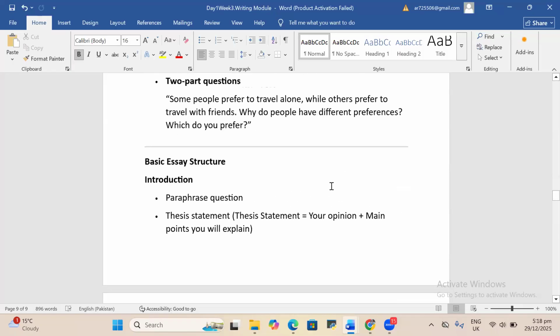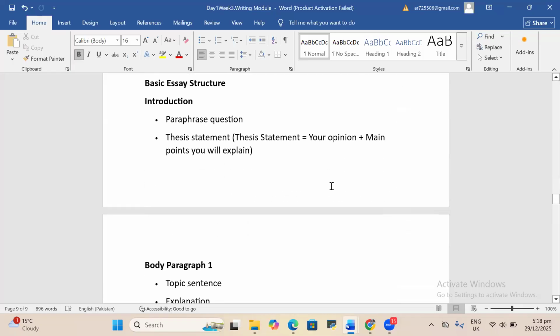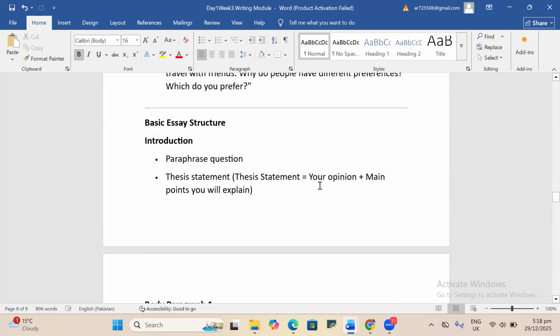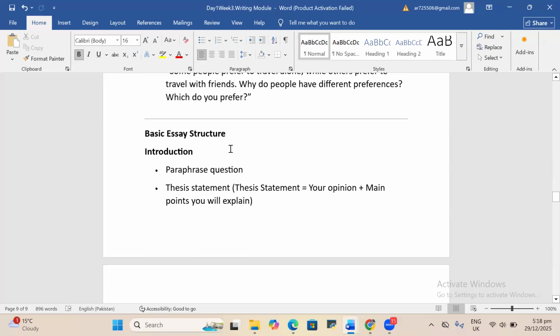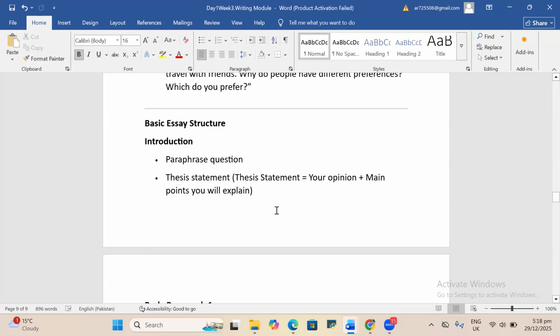First, I think we should know how we can write, then we further know about it. Basic essay structure: introduction. So what do you need to do in the introduction? In the introduction, you first paraphrase your question and give a thesis statement. What is the meaning of thesis statement? Give your opinion plus the main point, where you will explain why you hold that opinion. So you add something to your opinion, and that is your thesis statement.